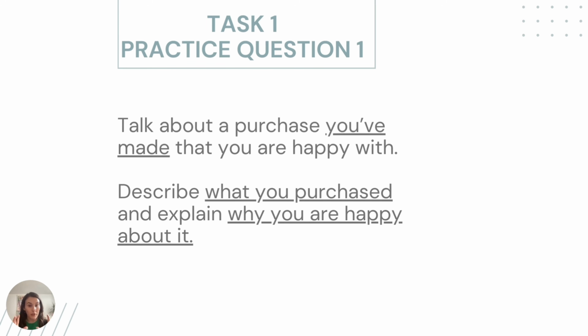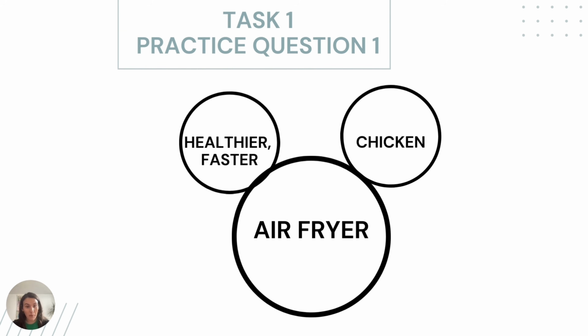It's important that you answer the question fully. So you need to understand exactly what they're asking. They're asking for you to talk about a purchase you have made, what you purchased, and why you are happy about it. So in my answer that I'm going to give you in a second, it's important that I hit all of those points. I answer all of those parts of the question. Here's an example of my Mickey Mouse. I'm going to talk about buying an air fryer, and my reason is that it is healthier and faster.